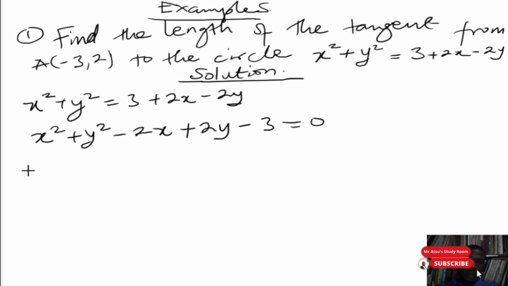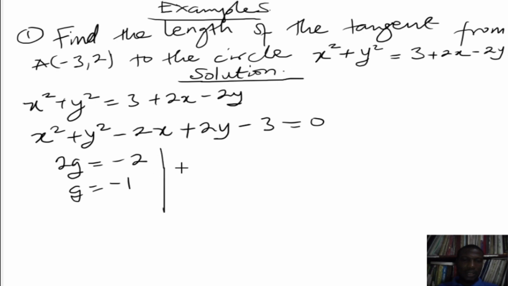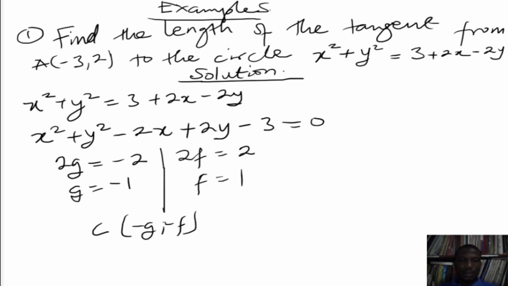Good. So from the equation of a circle, for those who might not know how to find the center and radius of the circle, I'm just sharing the link at the top right now. That will give us 2g equal to negative 2. Dividing both sides by 2, g will be equal to negative 1. And then also 2f equals 2. Dividing both sides by 2, f will be equal to 1. So the center of our circle is (negative g, negative f), which will give us (1, negative 1).